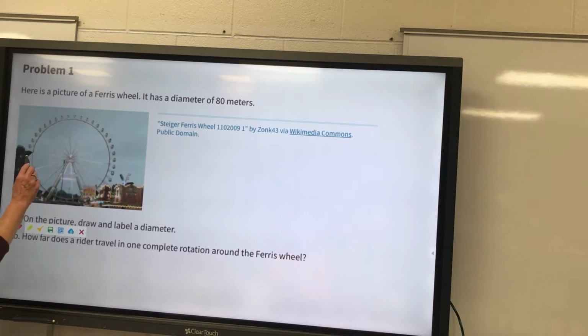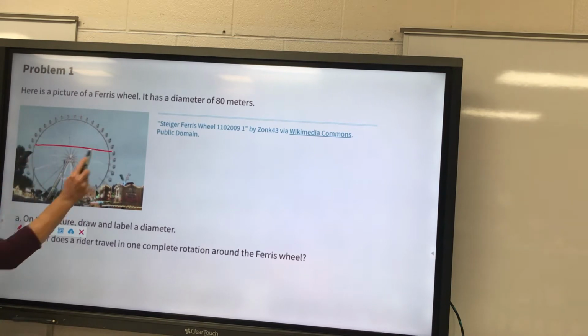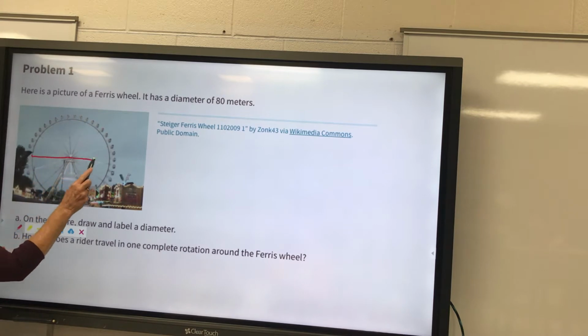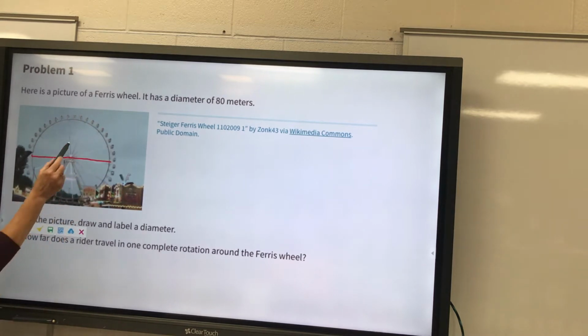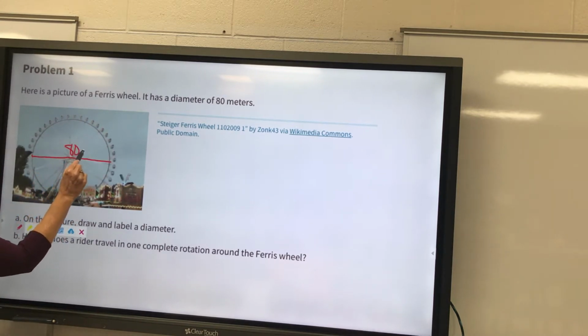Okay, so this would be the diameter? No, straight across. Okay, here, straight across, is that the diameter? From the middle. Oh, you have to go through the center of the circle. Okay, and then we're going to label it 80 meters.